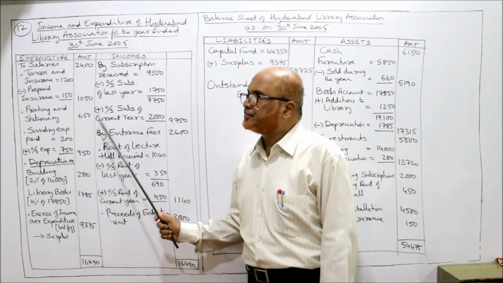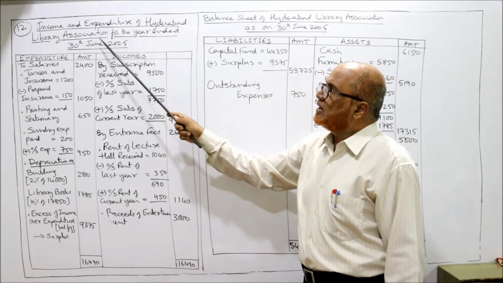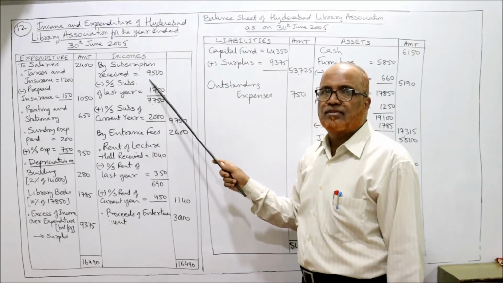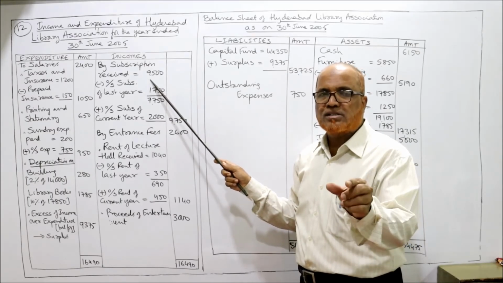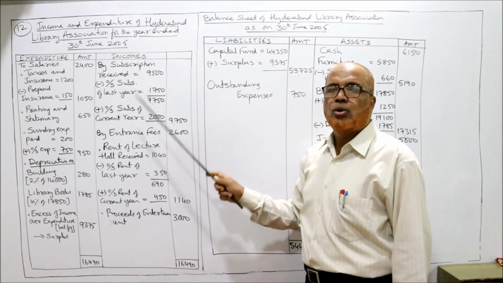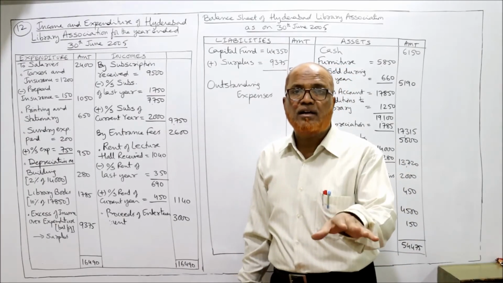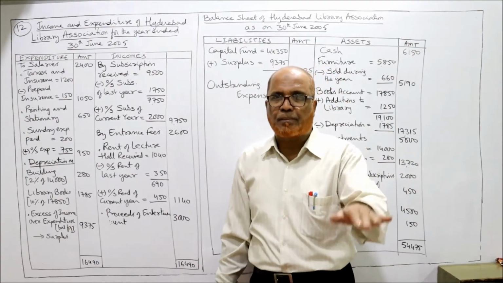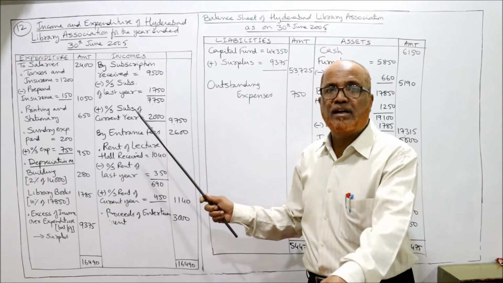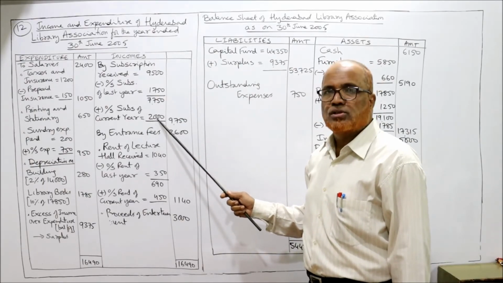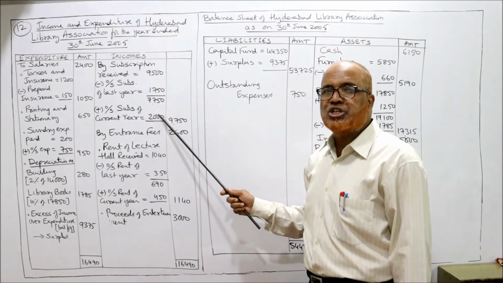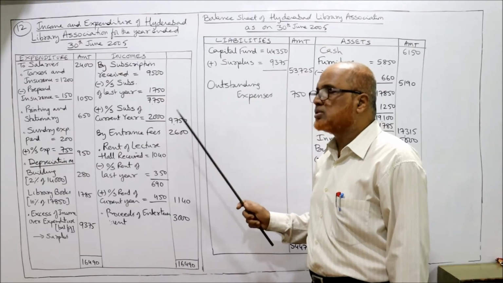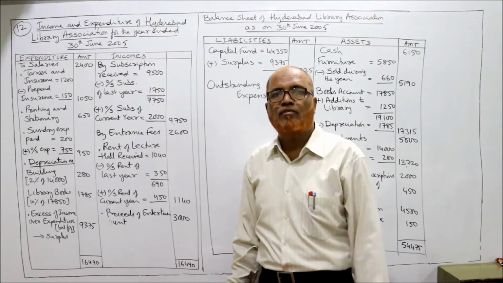Now see the solution. Income and expenditure account of Hyderabad Library Association for the year ended 30th June 2005. Income side, by subscription received. So receipts and payments account, debit side, subscription received 9,005. To this we add outstanding subscription of current year, outstanding subscription of last year will be subtracted. तो current year outstanding given in adjustment 2,000 or last year outstanding given in the balance sheet asset side 1,750. So minus 1,750 plus 2,000, 9,750 is the subscription income of current year.